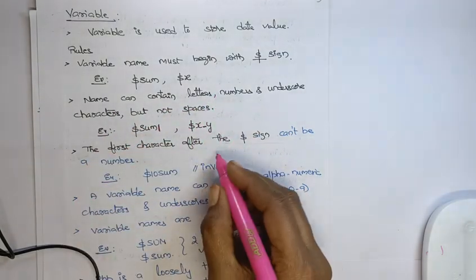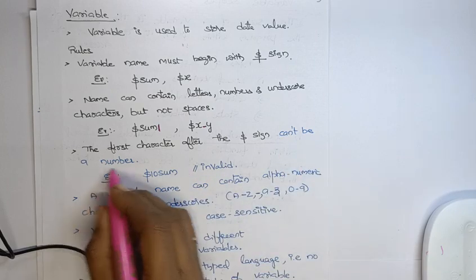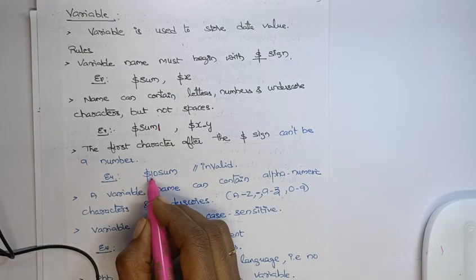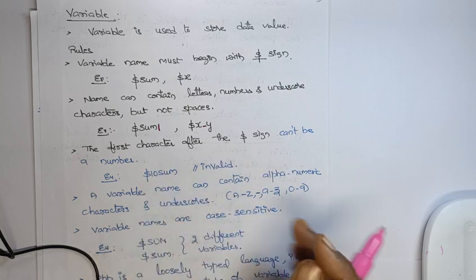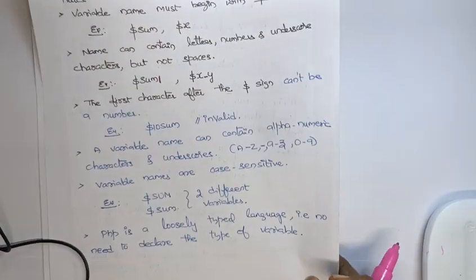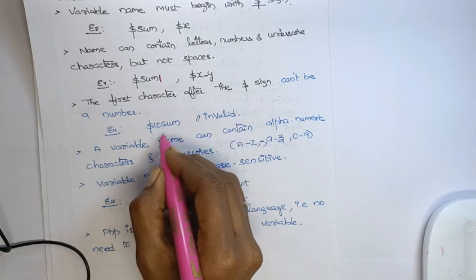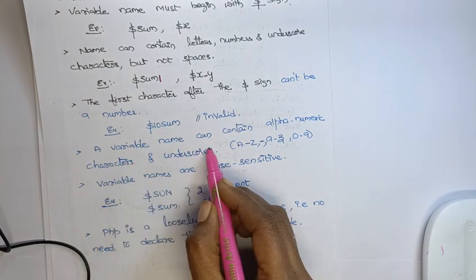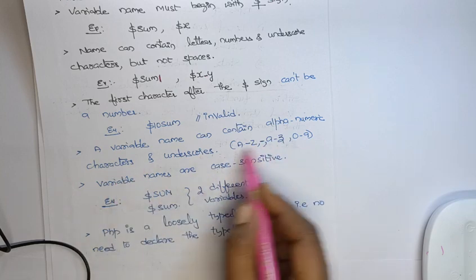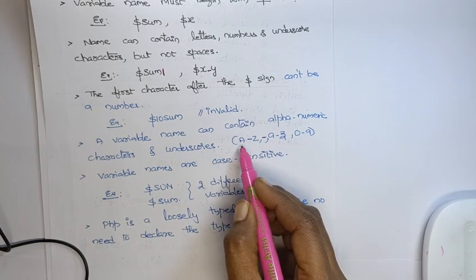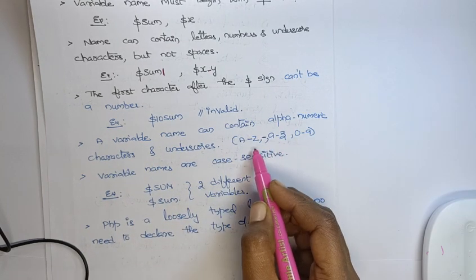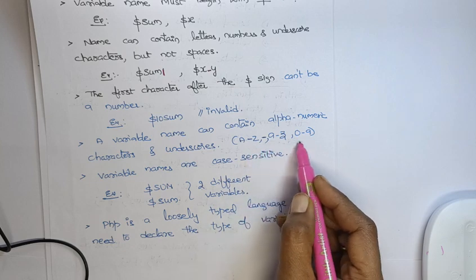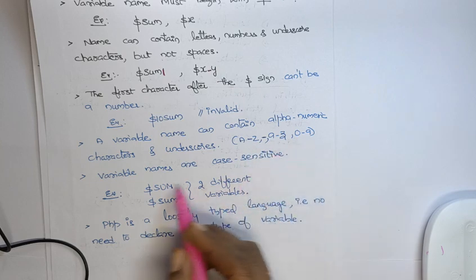The first character after the dollar sign cannot be a number; a variable name cannot begin with a digit. A variable name should start with an alphabet character only, so it should not start with a number. A variable name can contain alphanumeric characters, underscores and so on.